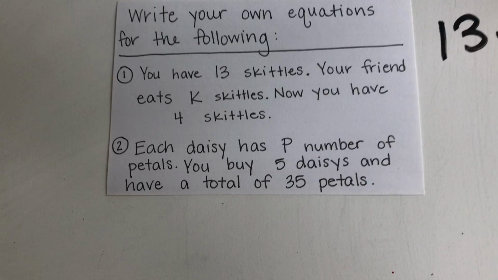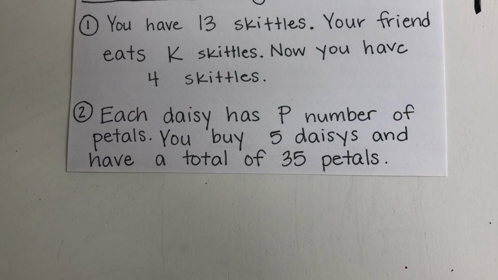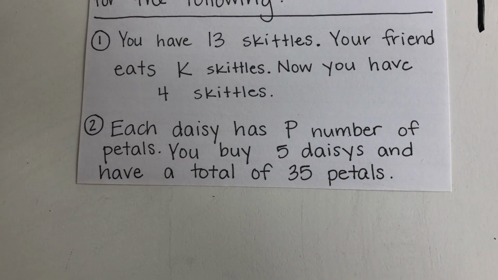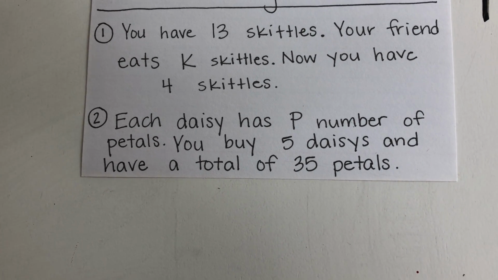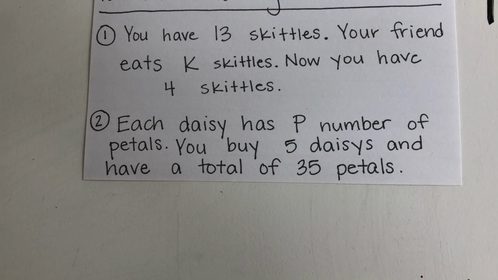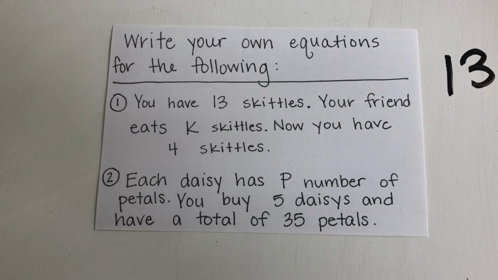Here's your next situation. Each daisy has P number of petals. You buy 5 daisies and have a total of 35 petals. Pause the video and write an equation to represent this situation.